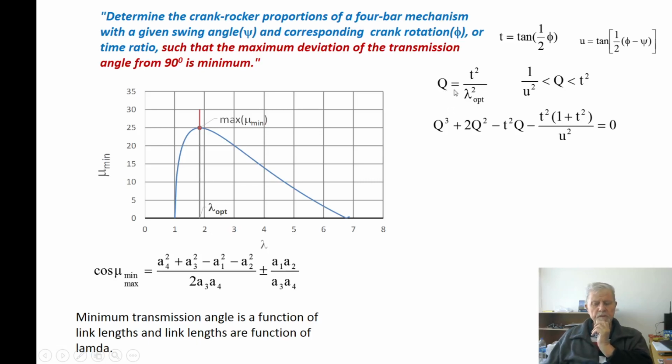Then change the variable q, which is equal to t squared over lambda optimum squared. And then you obtain an equation, a cubic equation, which gives you the value of lambda optimum. Okay? You take the derivative of cos mu and mu max, and you obtain an equation in terms of lambda optimum in this form. There are three roots, but one gives you the maximum value, the other is a saddle point. There is only one root in between 1 over u squared less than q less than t squared, which will give you the lambda optimum value. So the root that lies in this region is going to give you a solution. I'll show you how you can solve this equation in Excel very easily.